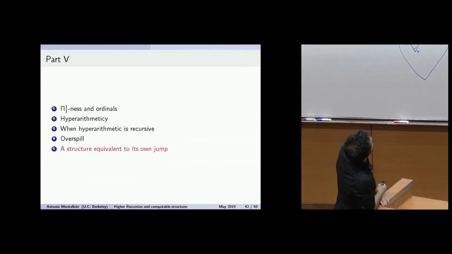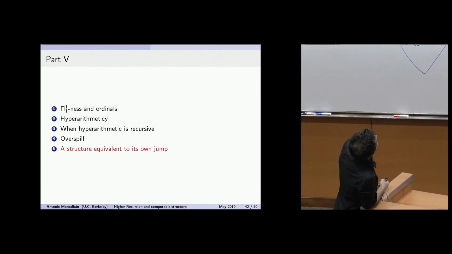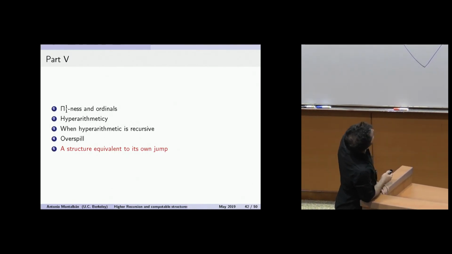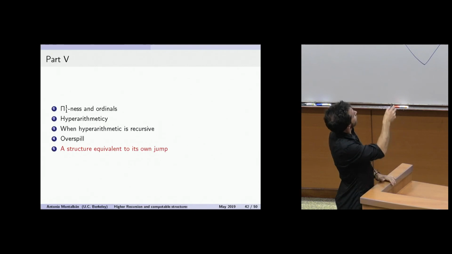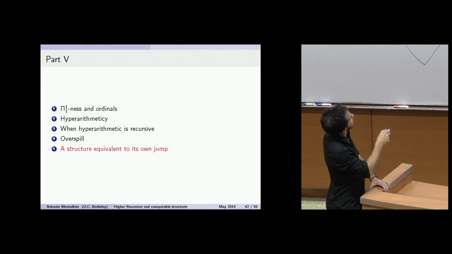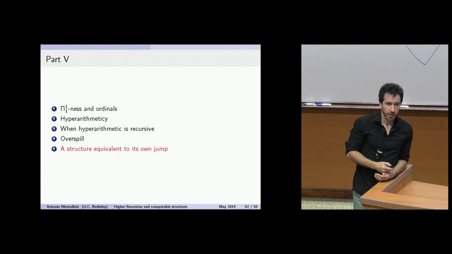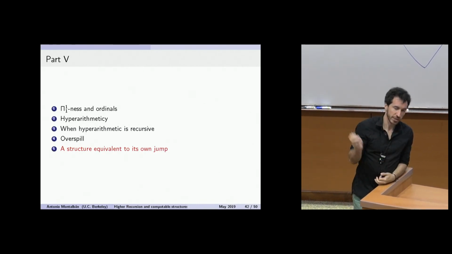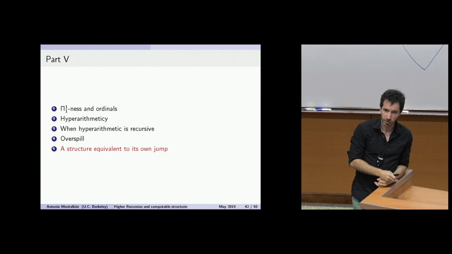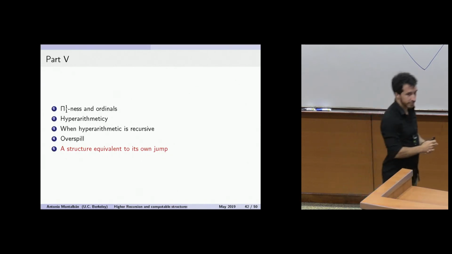All right. So the fifth part is going to be an application of overspill arguments and jump hierarchies to build a structure equivalent to its own jump. I guess I have 5 minutes, so I'll start in the next hour. So we have a half hour break. Thanks for your attention.